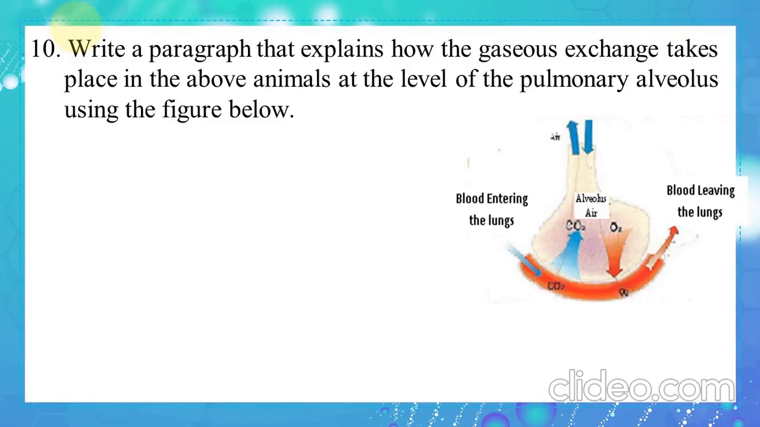Now, after watching this video, we are able to answer number 10, which is to write a paragraph that explains how the gases exchange takes place in the above animals at the level of the pulmonary alveolus using the figure below. Observe this figure. What does it show? It shows an alveolus which is surrounded with blood capillaries. So three main events we are going to explain here.